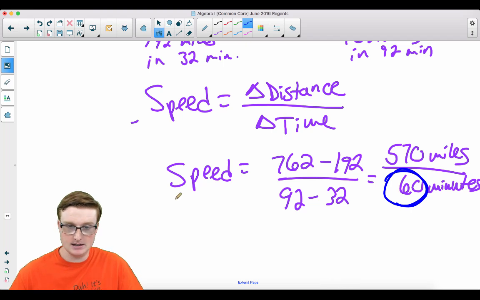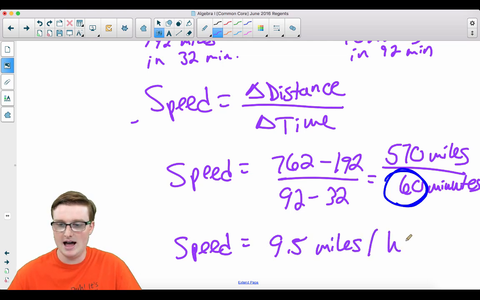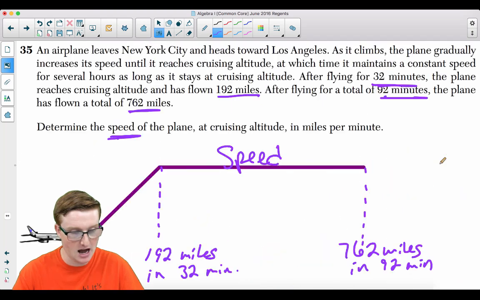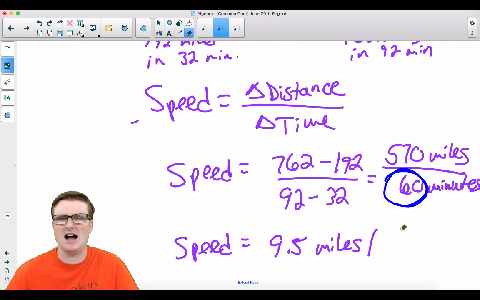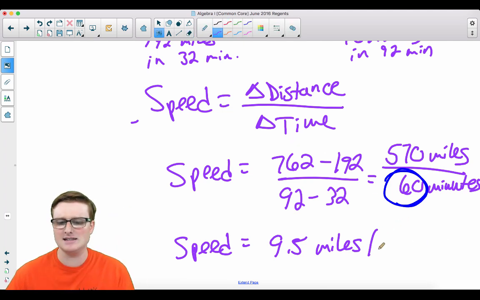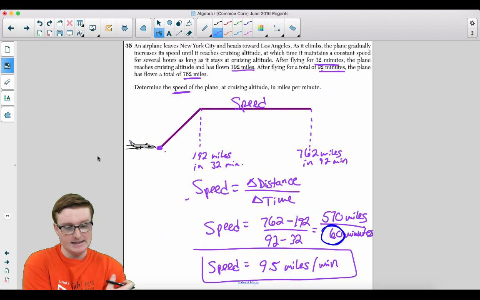So this plane, the speed of the plane is 9.5 miles per hour, because it's saying hours, right? No, I'm sorry. Miles per minute. My apologies. Miles per minute. I don't know why I was talking about hours. I think that I thought that it said hours, but it's 9.5 miles per minute. That's it right there. Okay? And that is how you do that one.